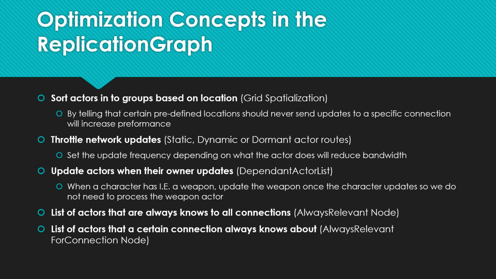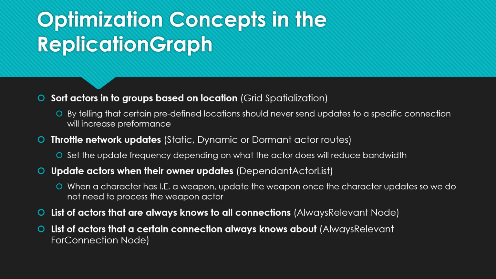And we update actors with their owners. So basically if the character has a weapon in his hands, a weapon actor, we should update the weapon when we update the character. So we can basically skip the weapon processing, so we don't have to process two actors. We can only process the character and update the weapon along with the character.